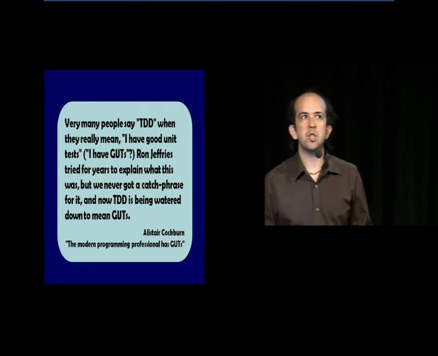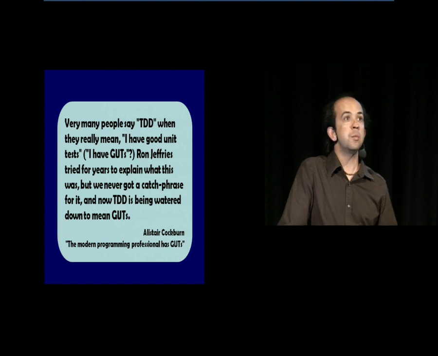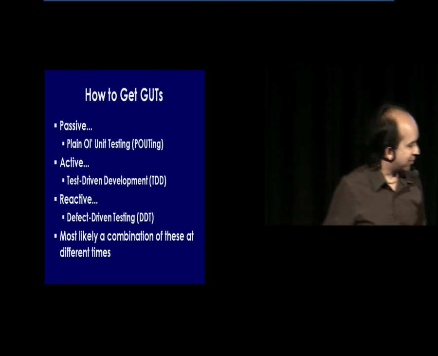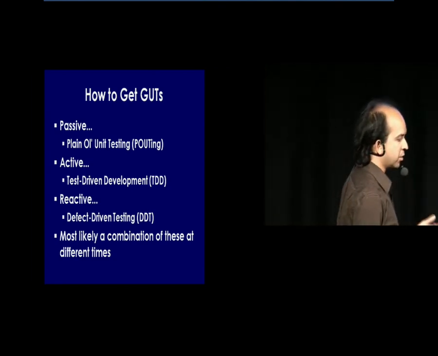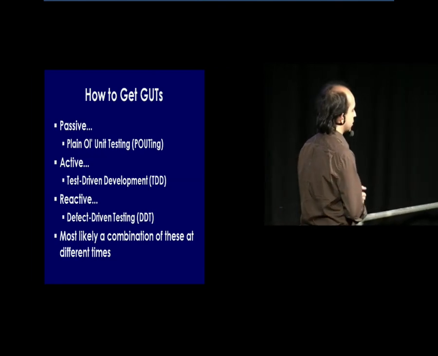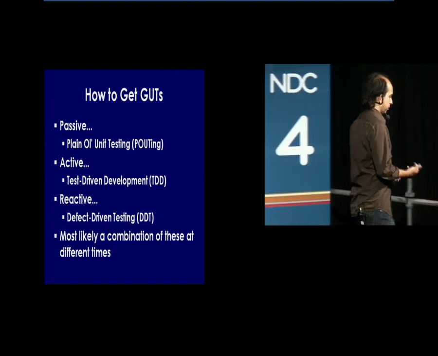Then let us differentiate the ways in which we can achieve good unit tests. What differentiates a good one from a poor one? Yeah. So how to get guts, or how to get Alistair's guts? I used to teach TDD in terms of three different styles. Or rather, I used to teach unit testing in terms of three different styles. Passive, active, and reactive. But now we have terms for all of them.